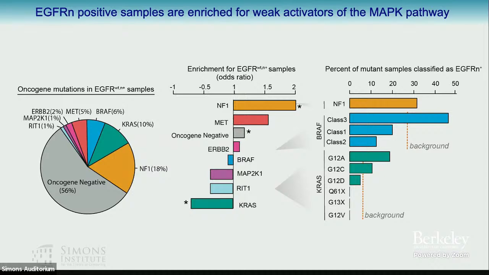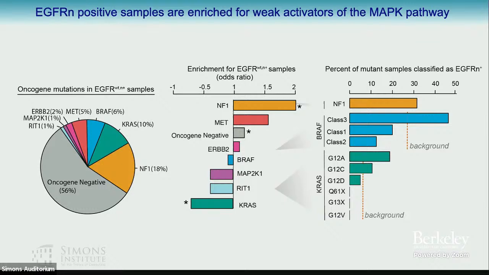NF1 is a negative regulator, but it's also a weak activator of the MAP kinase pathway. Similarly, the BRAF mutations we see in these tumors are enriched for class 3 mutations. And the KRAS mutations we see in these network positive tumors seem to be specifically G12A mutations, which is reported to be one of the weaker alleles of KRAS, with reduced RAF binding.